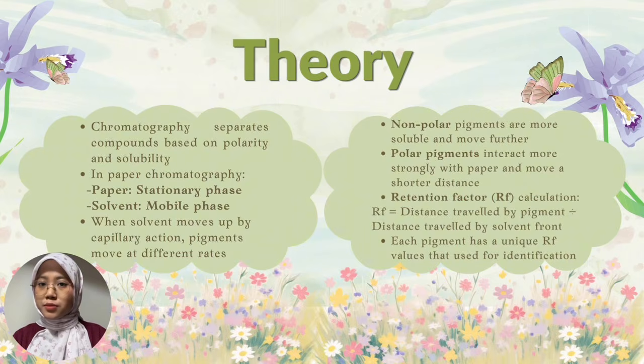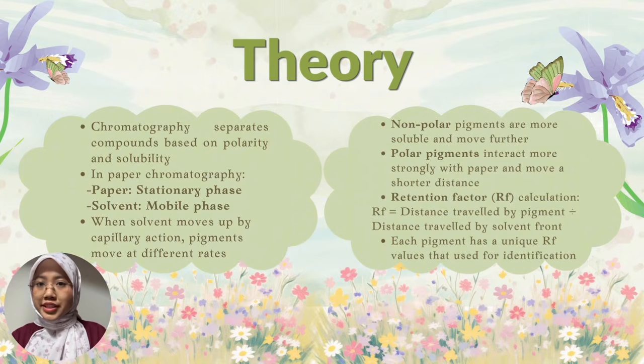Chromatography separates compounds according to differences in polarity and solubility. In paper chromatography, the paper acts as the stationary phase, while the solvent acts as the mobile phase. When the solvent moves up the paper by capillary action, the pigments travel at different rates. Non-polar pigments are more soluble in the solvent and move further, while polar pigments interact more strongly with the paper and move a shorter distance.